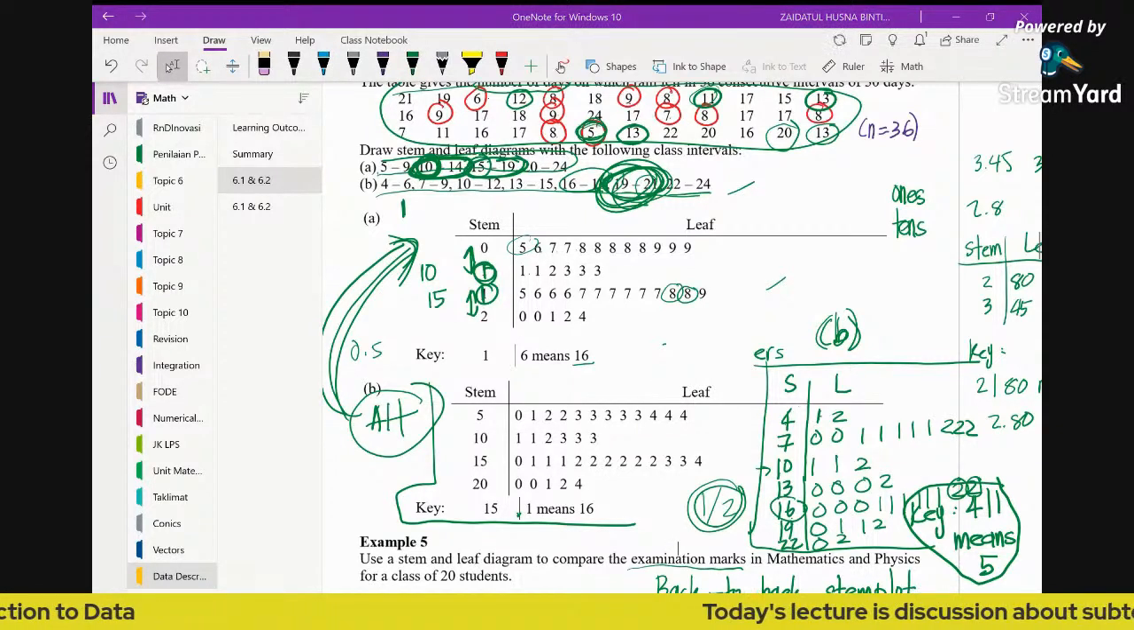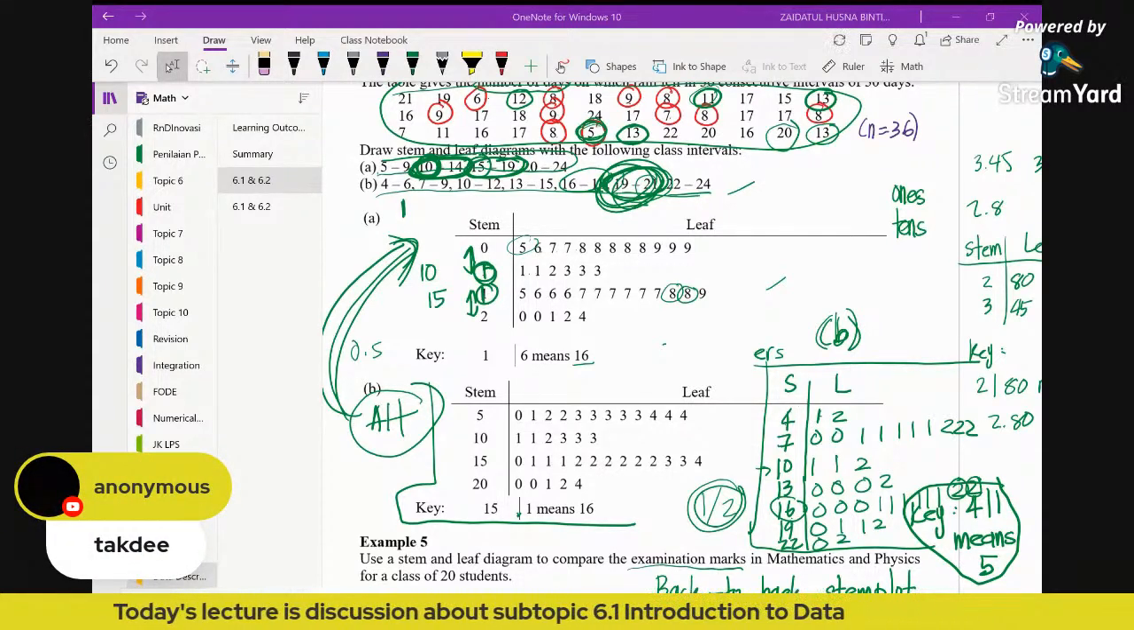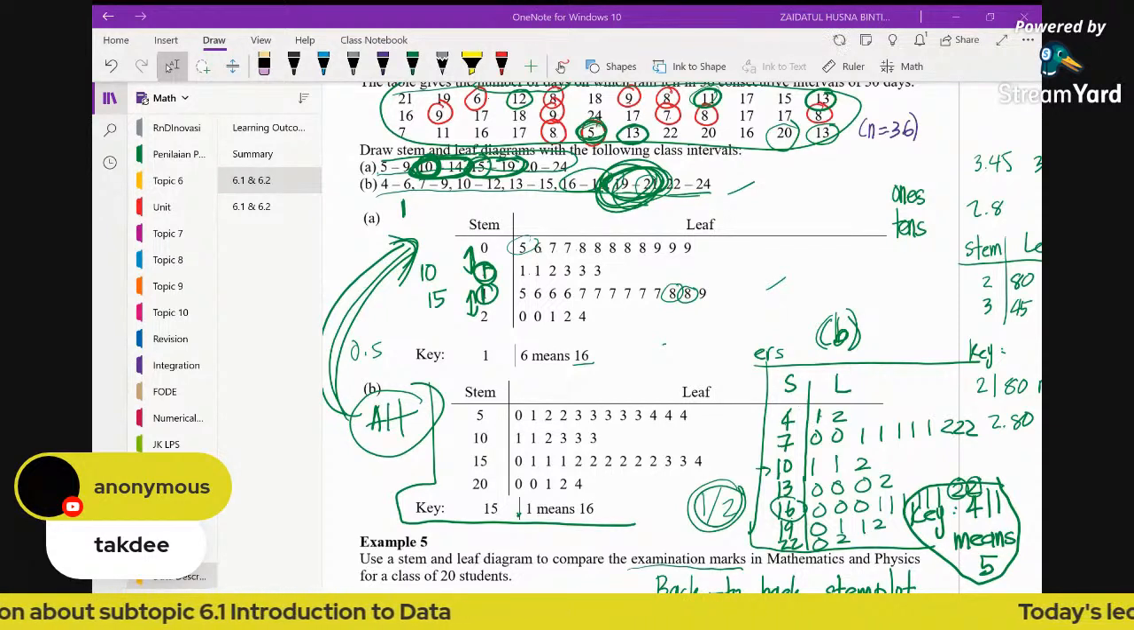All right, any other question? Okay, anonymous start there. So now do you understand how to draw a stem and leaf plot? You may comment in the live chat now.